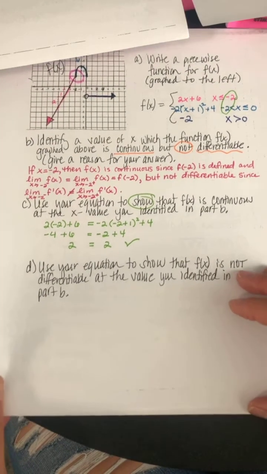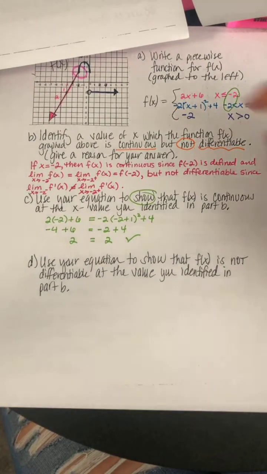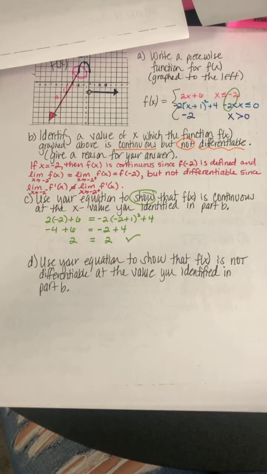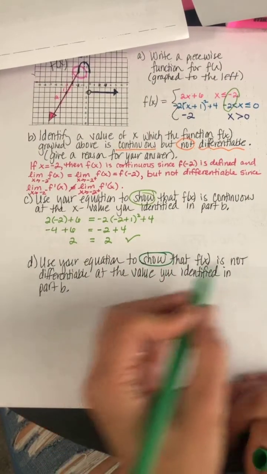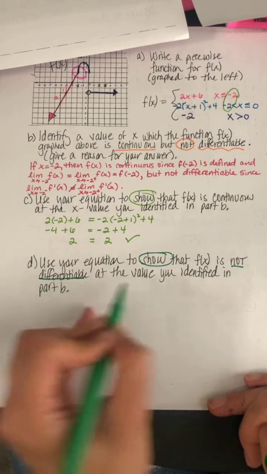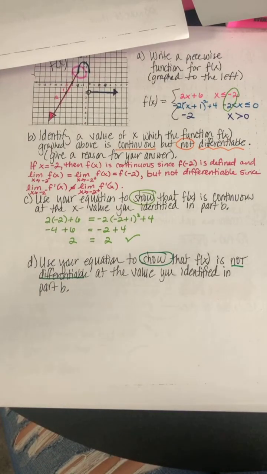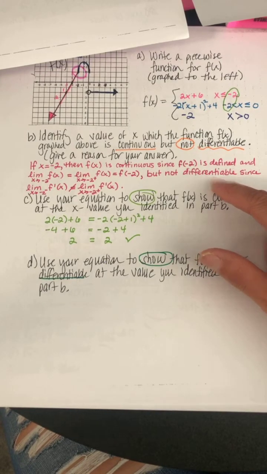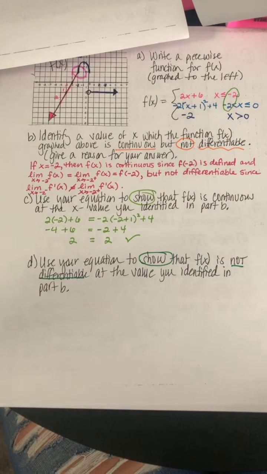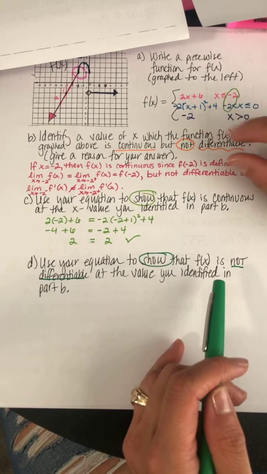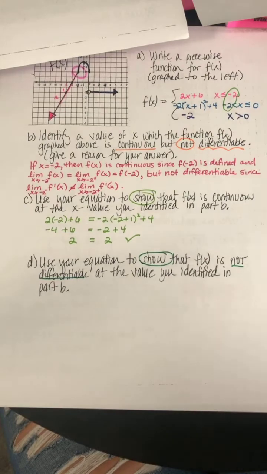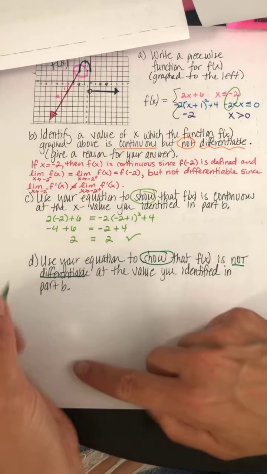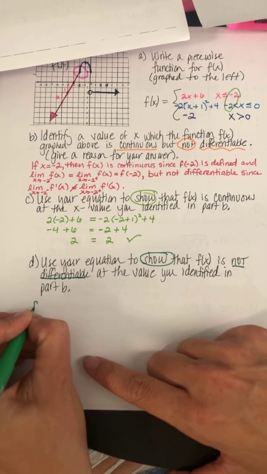All right, letter D. Use your equation, so we're going to use that equation again, to show that f of x is not differentiable at the value that you defined in part B, so at x equals -2. So now we're going to show that it's not differentiable. Remember, differentiable means that we're talking about the derivatives, which are the slopes. So now we're going to show that the derivatives, when we set them equal, are not going to work. So let's find the derivatives of just those 2 pieces.